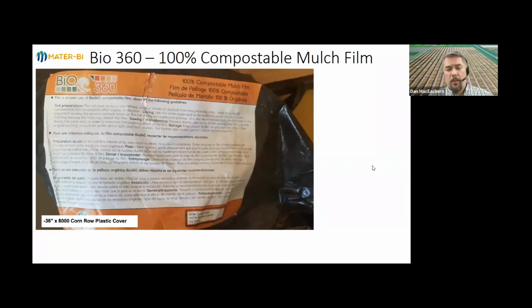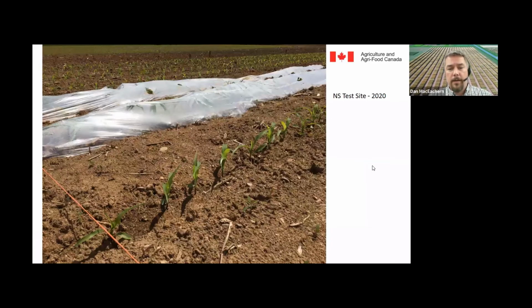So this film that we used was from Mater-Bi, and it was 100% compostable mulch film. And it was a pretty amazing product in that it really did break down. And so by the end of the season, it was hard to tell that it was even there. If we look here, this is some of our plots in Nova Scotia.